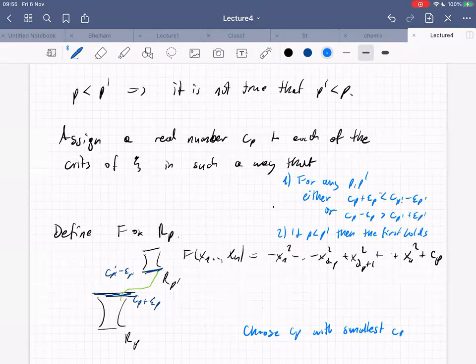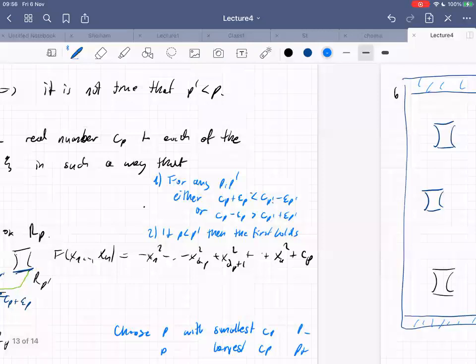And choose P with smallest CP, and let me call it P minus, and P with largest CP, and we call it P plus. So what does it tell me? Then P minus is a candidate for the global minimum of F, and P plus is a candidate for the global maximum of F.